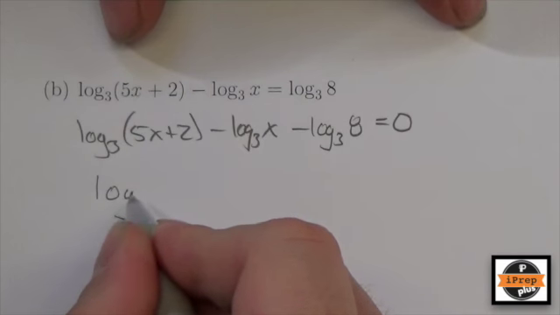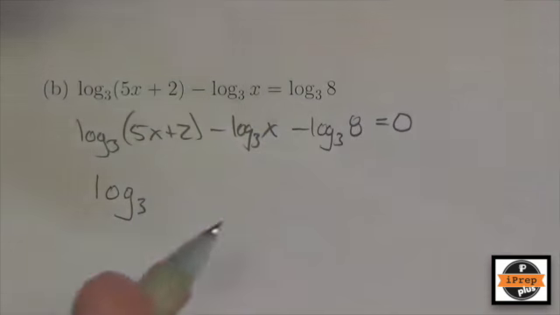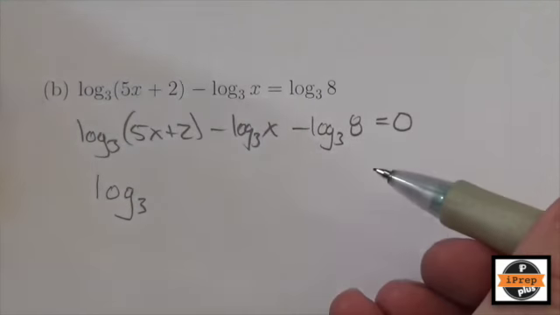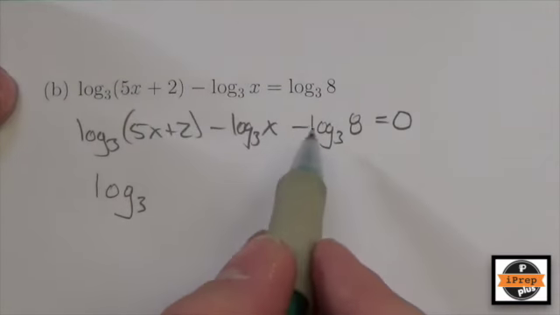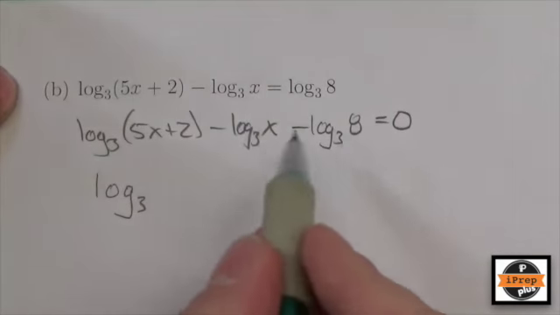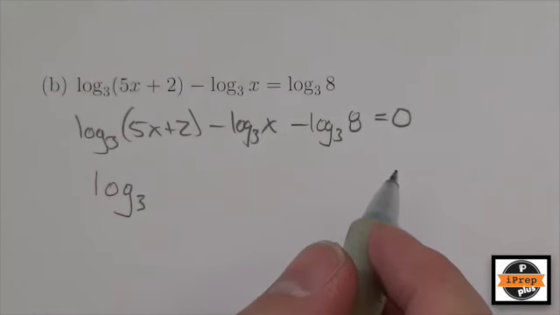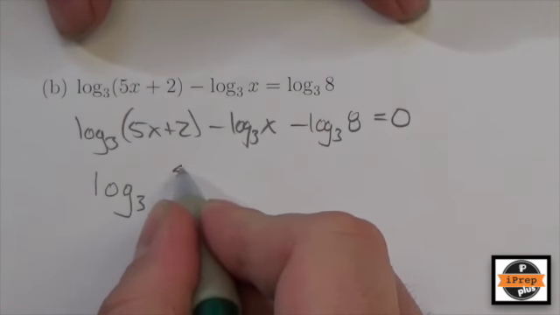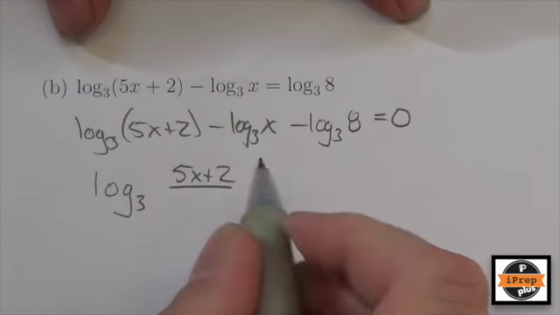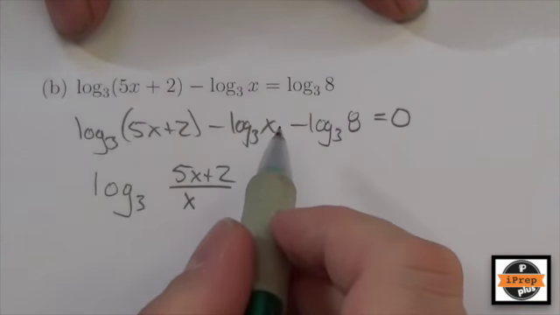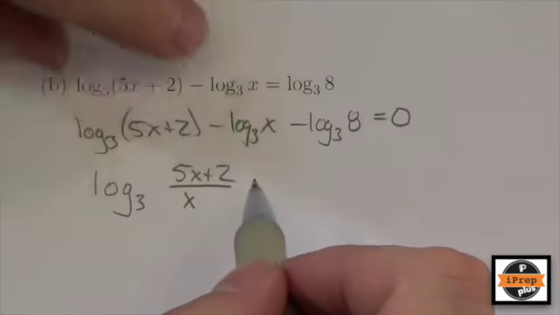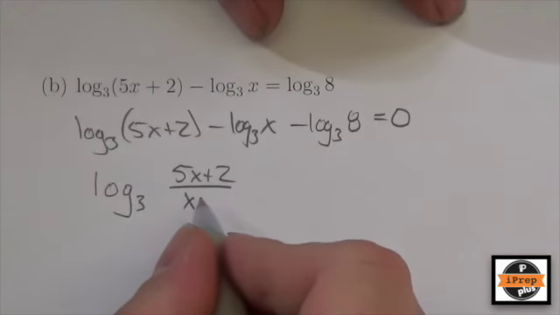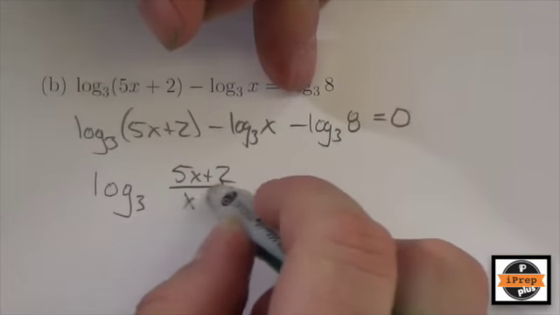I'm going to make this the log base 3 of, and remember, I got to work this left to right. People make a huge mistake when they start doing this division, dividing these two, then dividing these two. Order of operations doesn't work like that. So subtraction becomes division. So that's going to be 5x plus 2 divided by x. And then all of this here is now being divided by the 8 there, right? So I'm basically putting an 8 in the denominator here.